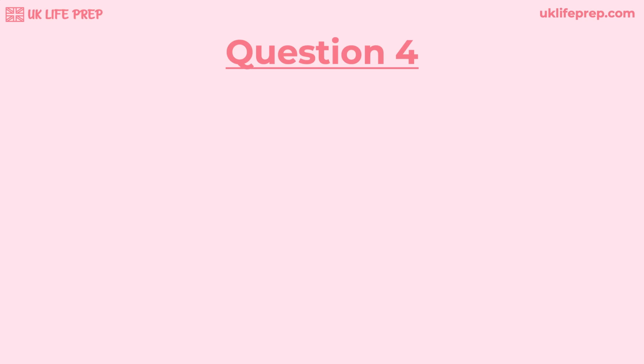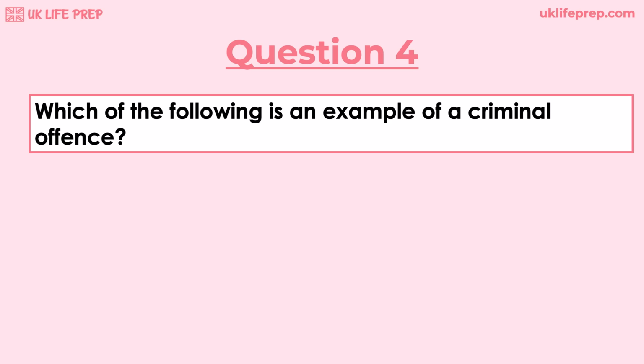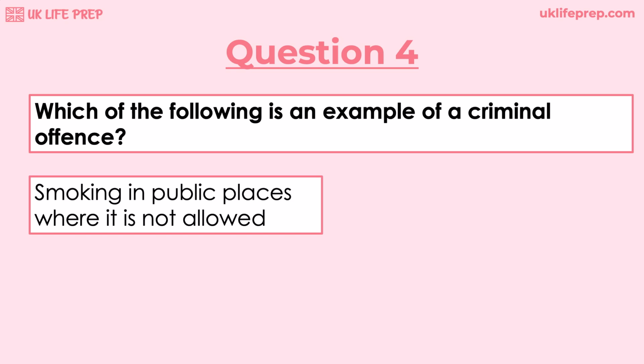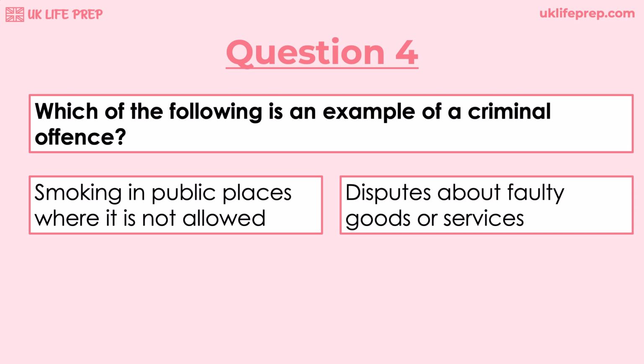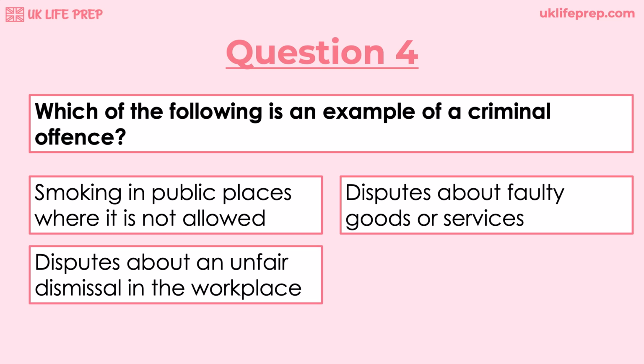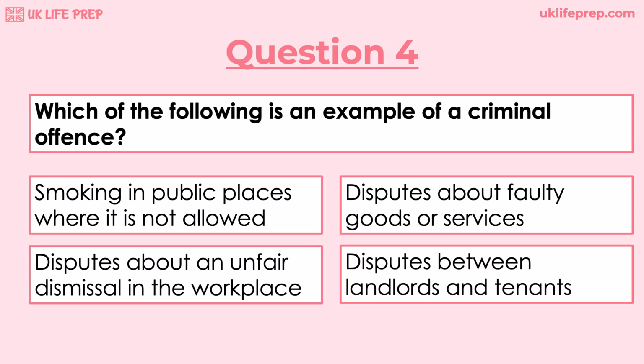Question 4. Which of the following is an example of a criminal offence? A. Smoking in public places where it is not allowed. B. Disputes about faulty goods or services. C. Disputes about an unfair dismissal in the workplace. Or D. Disputes between landlords and tenants. The correct answer is smoking in public places where it is not allowed.